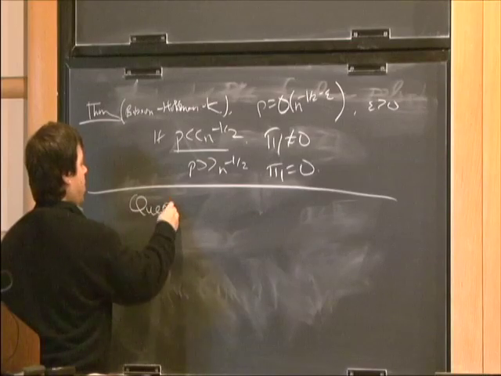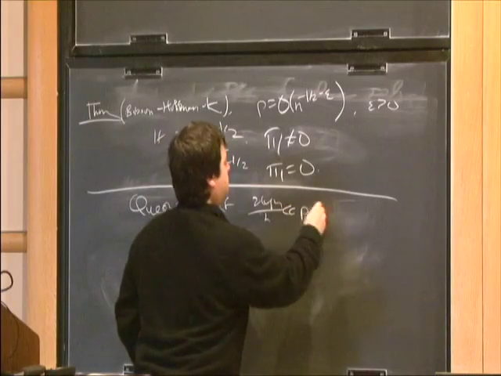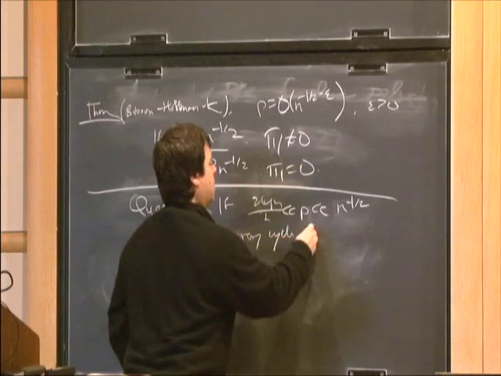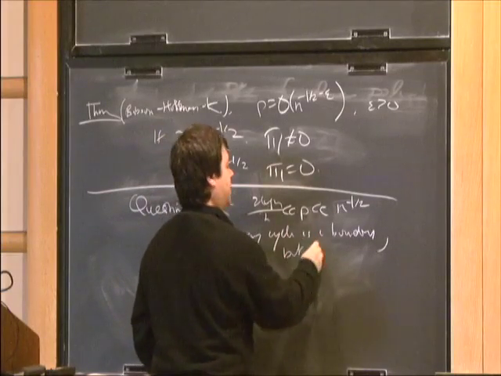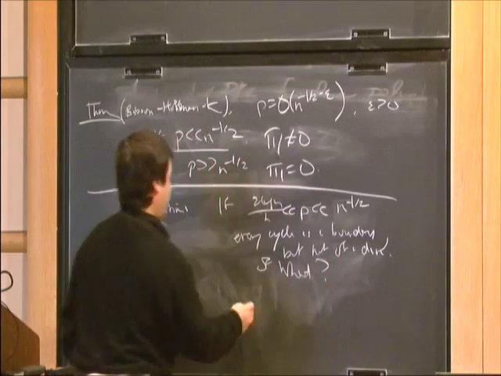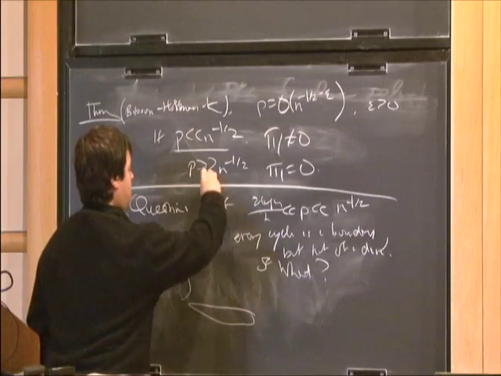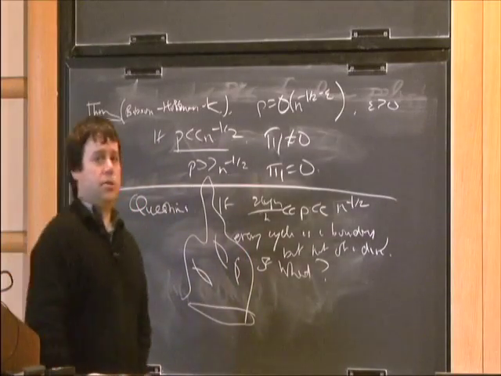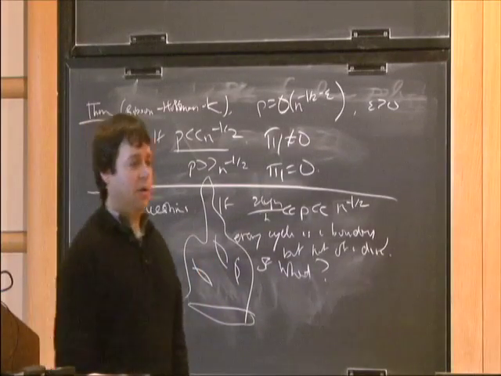So here are some questions though. If p is between log n over n and n to the minus 1/2, every cycle is a boundary, but not of a disk. So what is it a boundary of? You can imagine, you take some cycle on the graph and it's bounding something according to Linial-Meshulam. So maybe it's some multi-holed manifold or something. But we know it's certainly not a disk. So it would be quite interesting to know what these things are bounding.